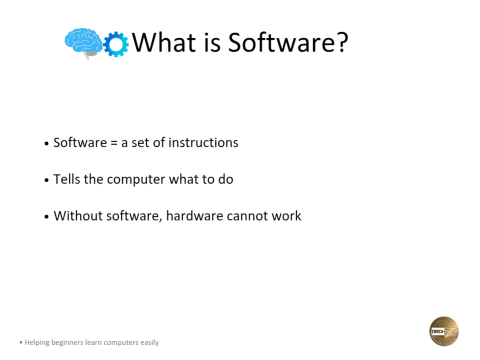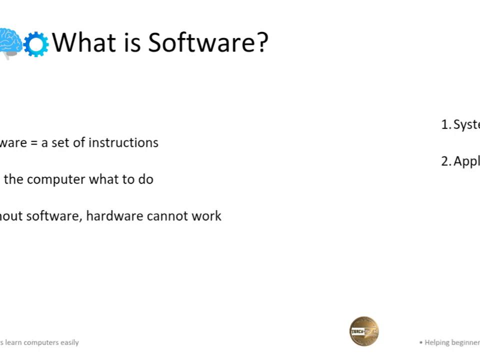Software andre instructions or programs. It tells the computer exactly what to do. Hardware is the body. Software is the brain. Software illa andre computer cannot perform any action.